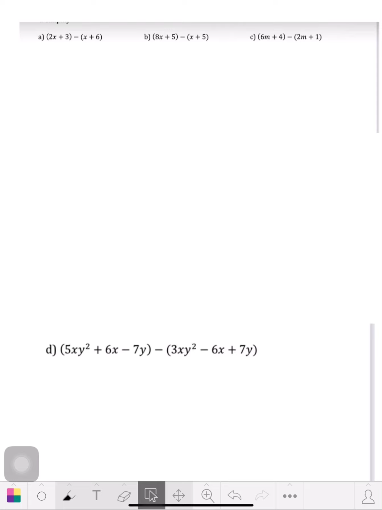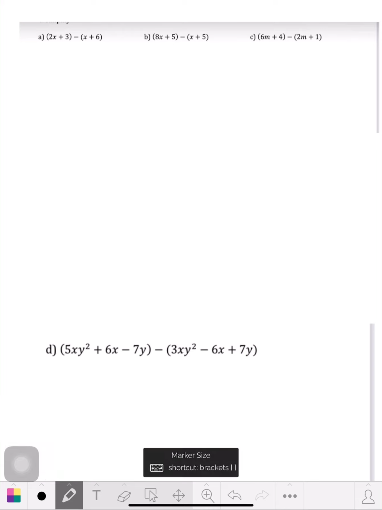So what we got here, let's get this pen going. Pen, regular tip. We got 2x plus 3, then we have minus brackets x plus 6. What we really have to do is get rid of the brackets now. So let's start by writing the 2x plus 3. We know that's going to stay there.